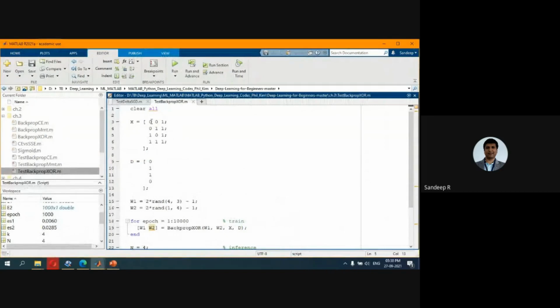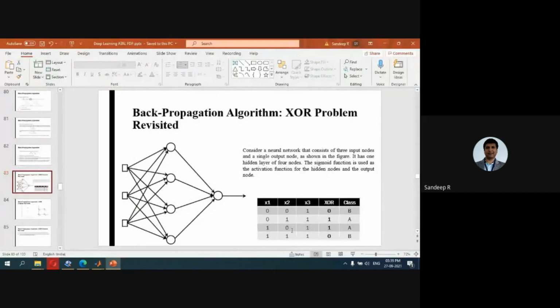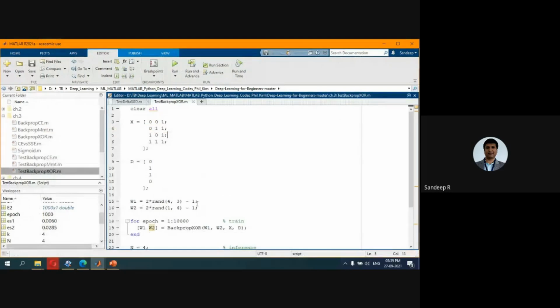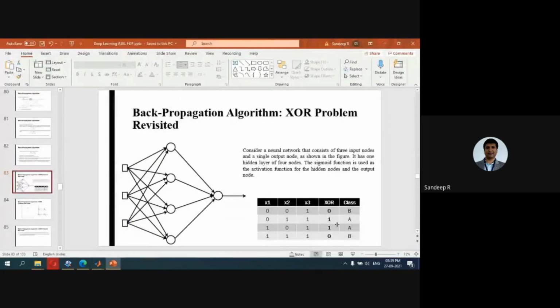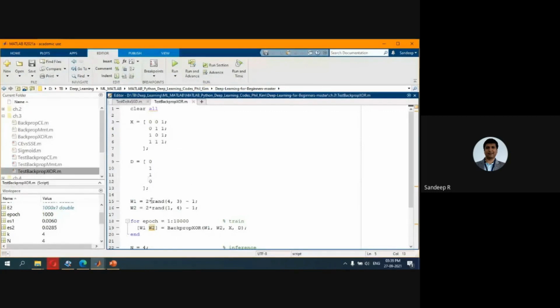This is the input 001. Okay, 001, 011, 101, 111, 4 inputs, where the third input is always 1. And the correct outputs are 0110. So 0110. Fine.